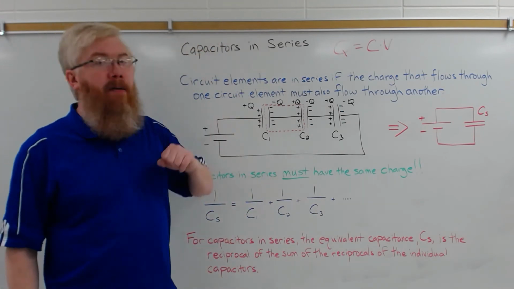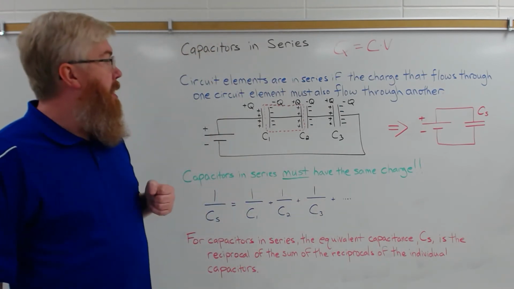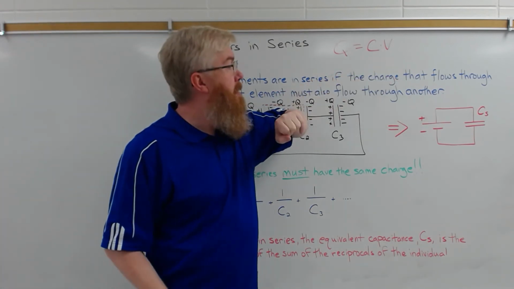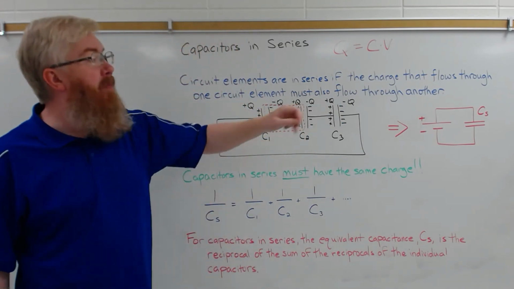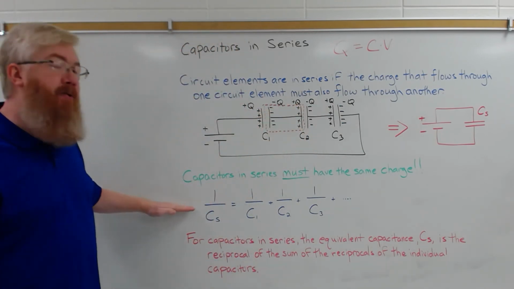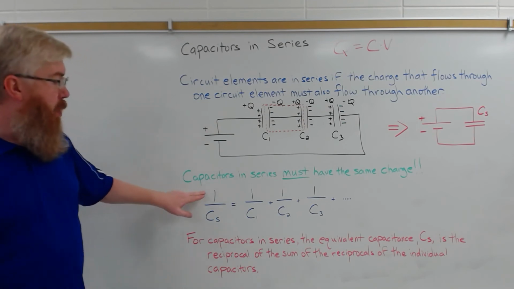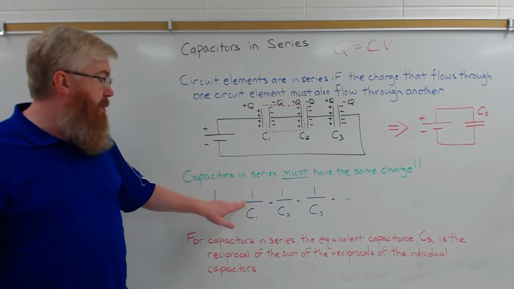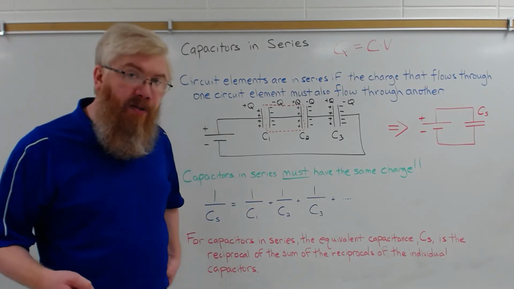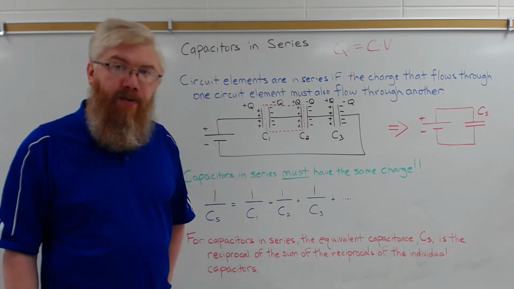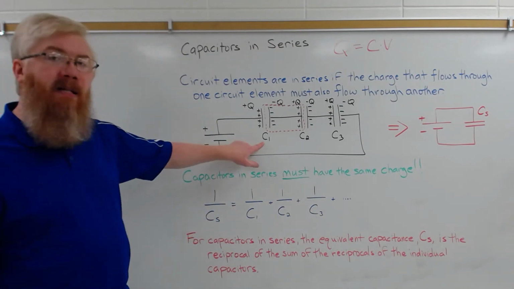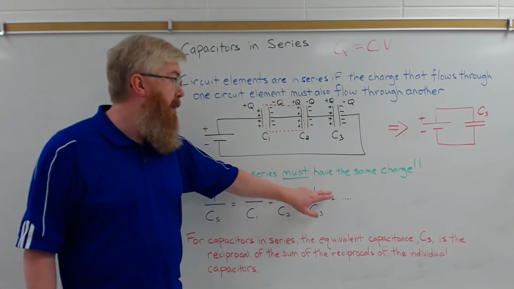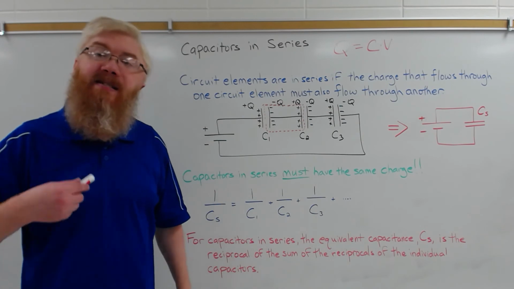If they all have the same charge, that means they can't have the same voltage drop across each capacitor plate. We can add up and create the equivalent capacitance that we want using the following equation. 1 over the equivalent capacitance for a series circuit is equal to the sum of the reciprocals of the individual capacitance values. So whatever capacitance C1 is, 1 over that value, plus 1 over C2, plus 1 over C3, plus however many capacitors you have in series.